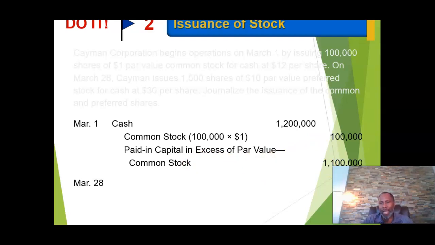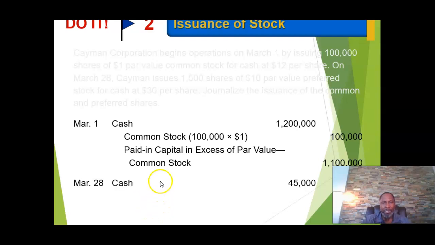Now, this transaction is probably a little bit more realistic, where again, the issuance price would typically be a lot higher than the par value. But again, debit cash, $1.2 million, credit common stock, $100,000. The excess goes to the paid-in capital in excess account.